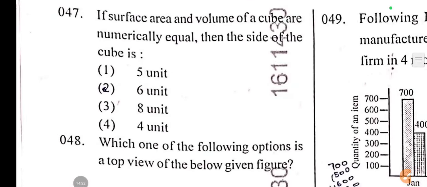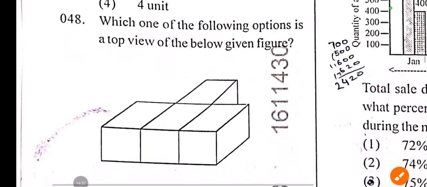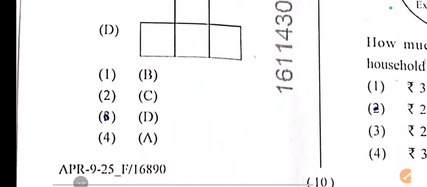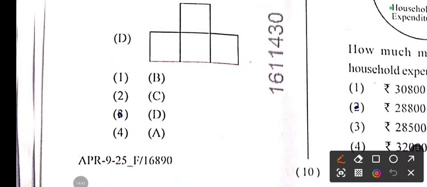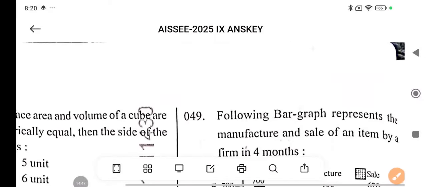47. If the surface area and volume of a cube are numerically equal, then the side of the cube is option 2, 6 unit. Which of the following options is the top view of the given figure? So this is the figure A, B, C, D. So the correct answer is option 3, D. This one is the top view. Question number 49.